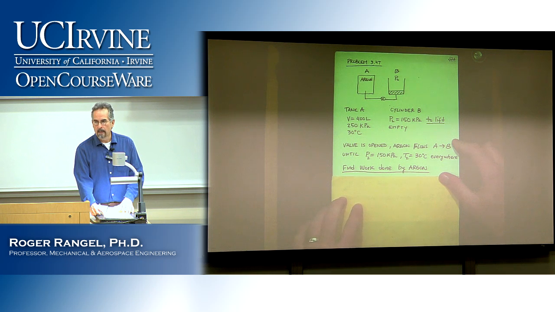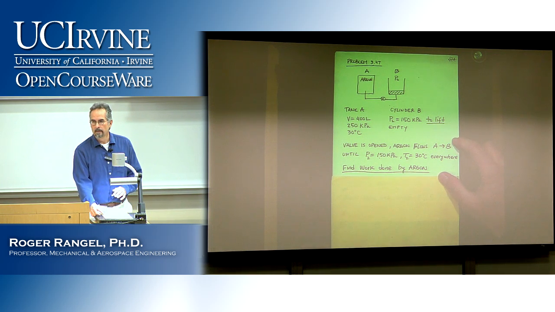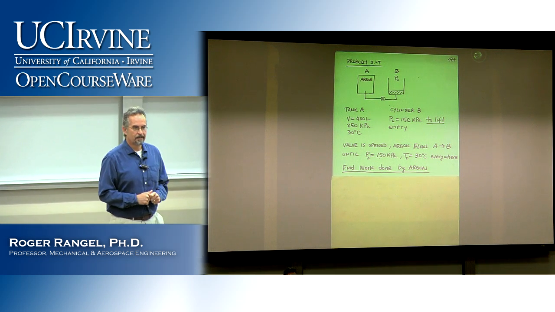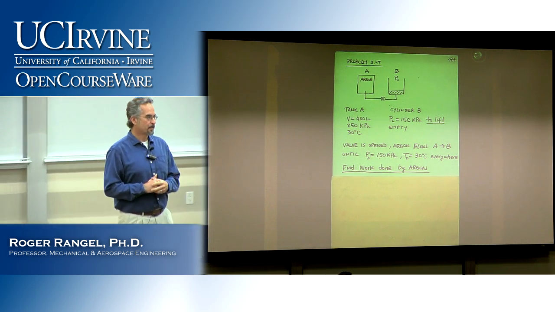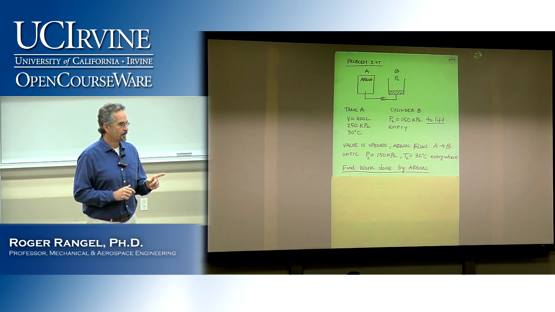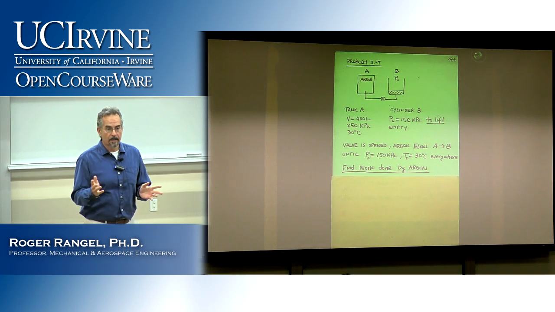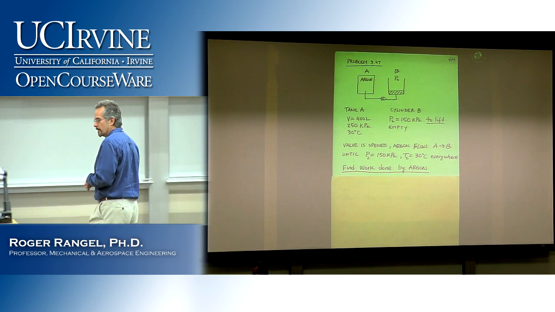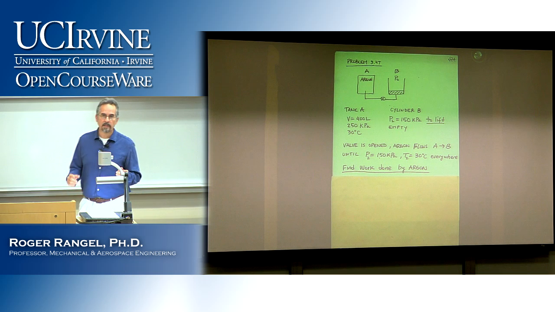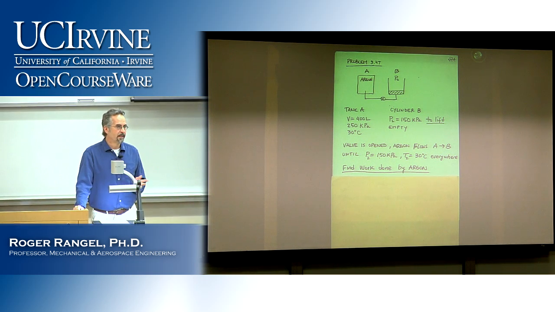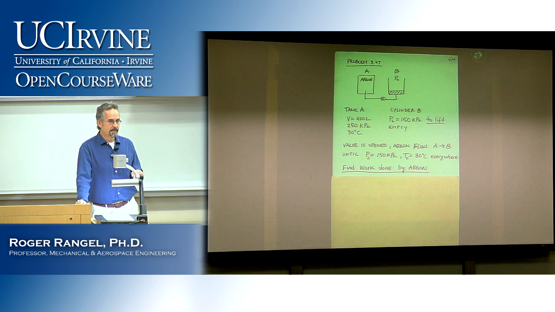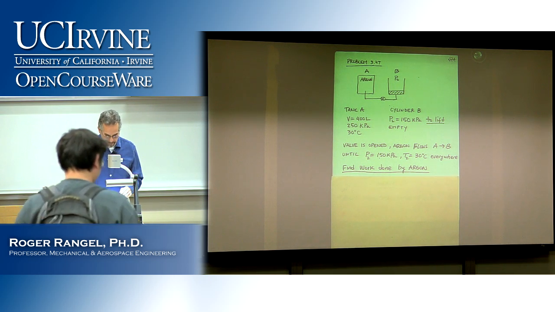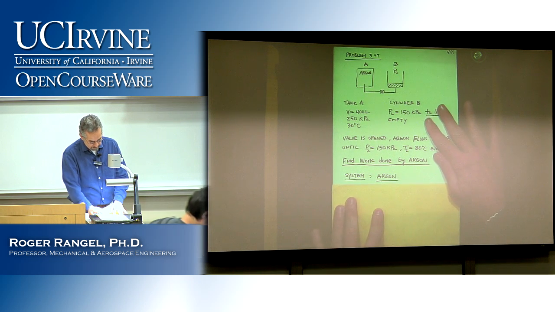So what should we pick our system to be? Just the argon? The argon, right? You don't have to specify the devices themselves. Because if you take everything, you have to be careful. If you take everything, then it might be that the work is inside the system, so you will not be able to compute it. So the best system is the argon.